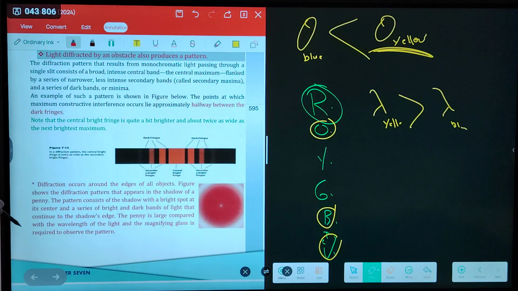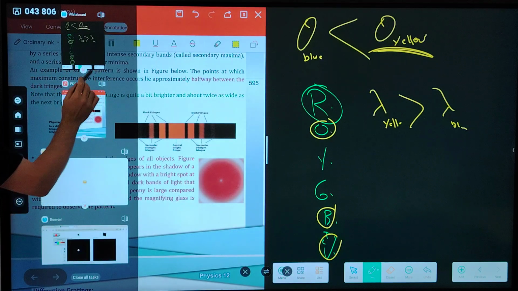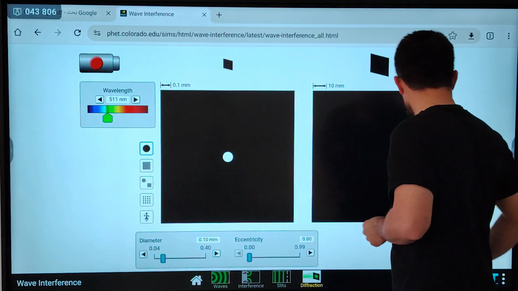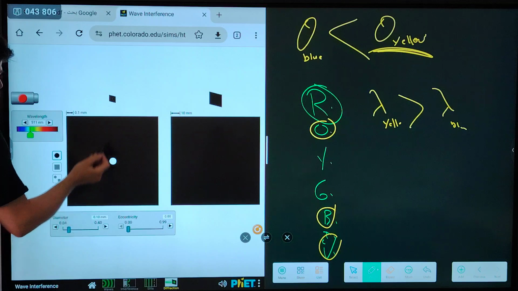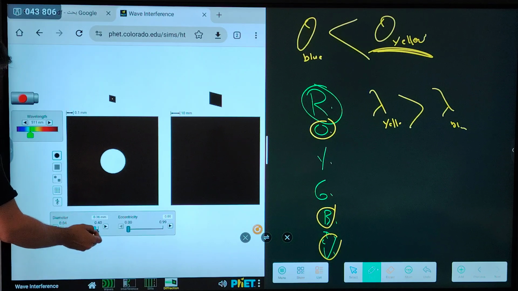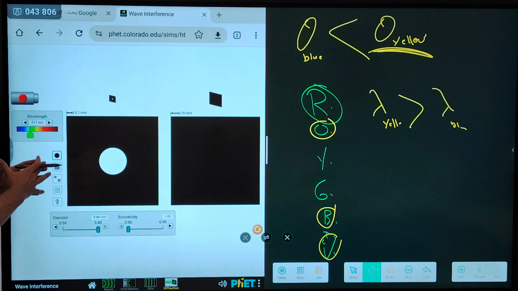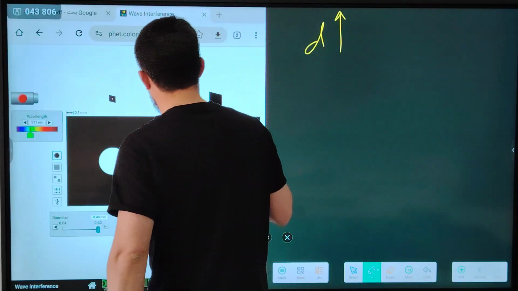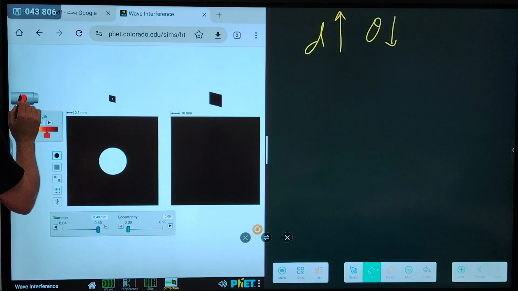The light diffracted by an obstacle also produces a pattern. Look at this simulation, guys, be with me. We have a small opening, okay? And we have a screen here. Also we can control this small opening. We can widen the opening and narrow the opening. When the opening becomes large, it means that D increases. More area, more diameter, it means more D. More D, less theta.